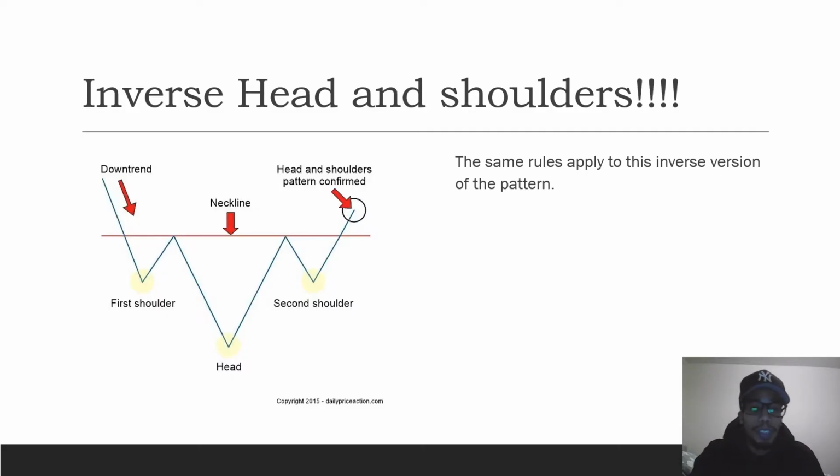We won't spend too much time on this one, but it's the inverse head and shoulders, which is basically the head and shoulders, except it's upside down. The same rules apply to the inverse version as the regular version, except it will be coming off of a downtrend this time. Here's your first shoulder, creating the neckline. You have the head and the neckline, shoulder, down to the neckline, where we would take the breakout moving upwards.